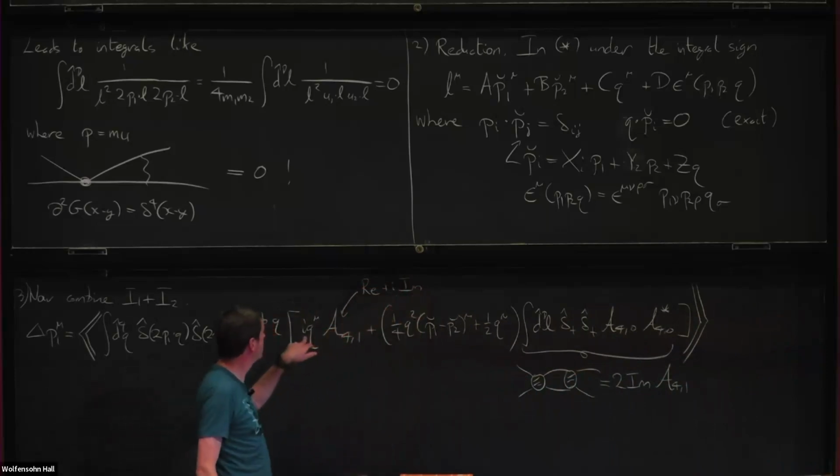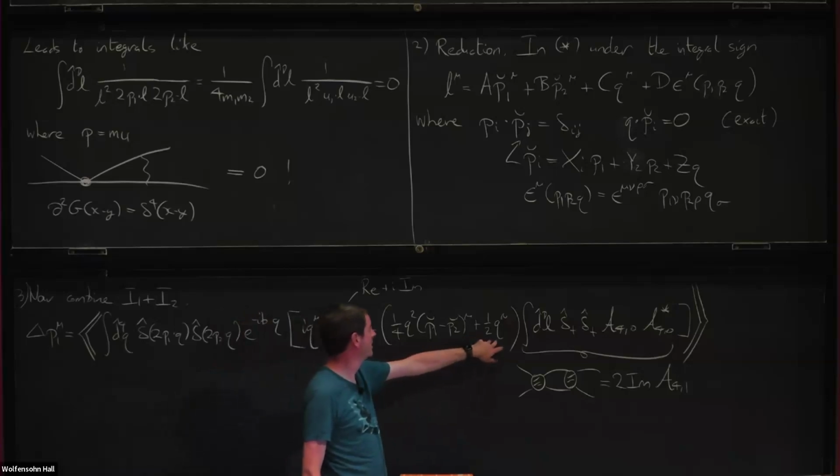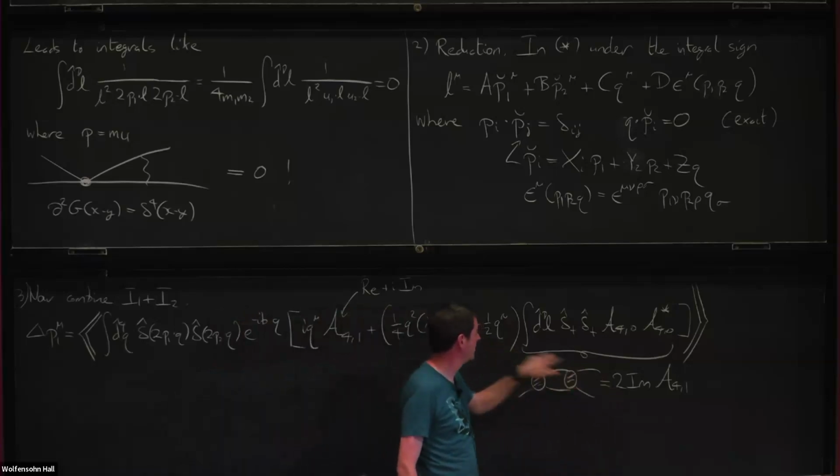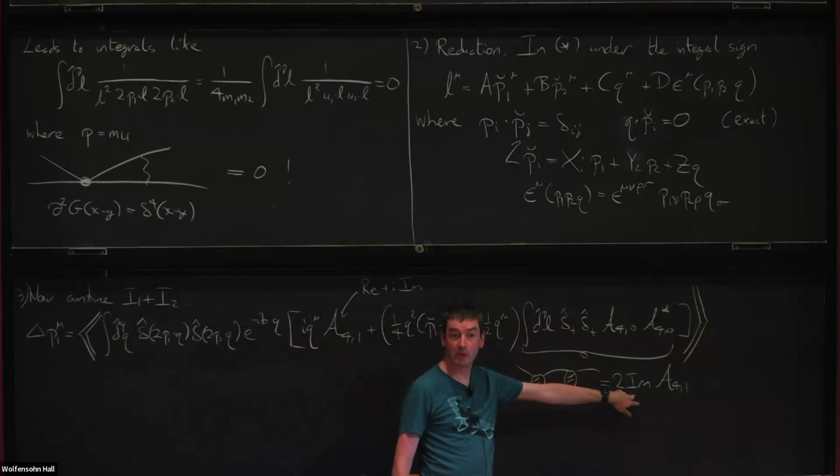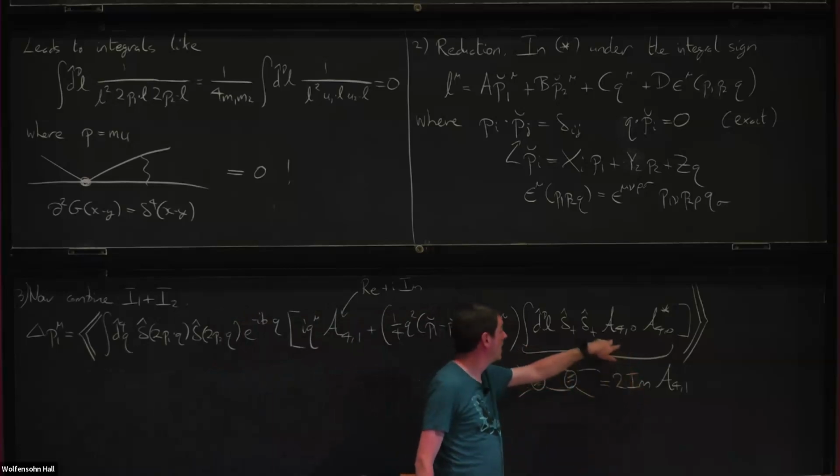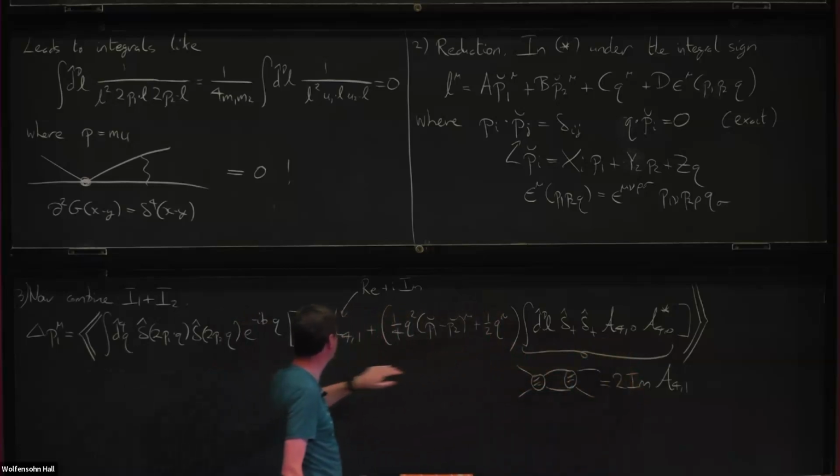The I there hits this I and gives you a minus sign. So there's a minus Q mu imaginary part. And this term here gives you a Q mu times an imaginary part with a plus. So these things cancel. The imaginary parts cancel out from the Q.